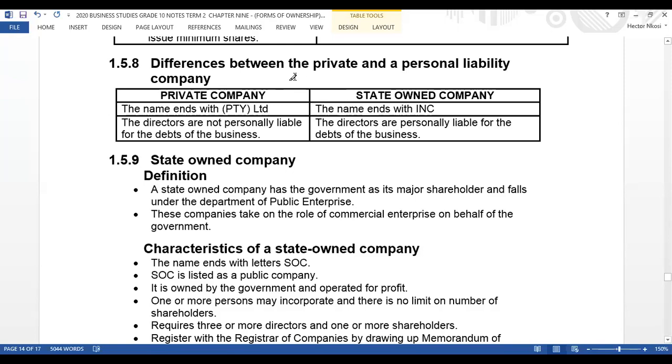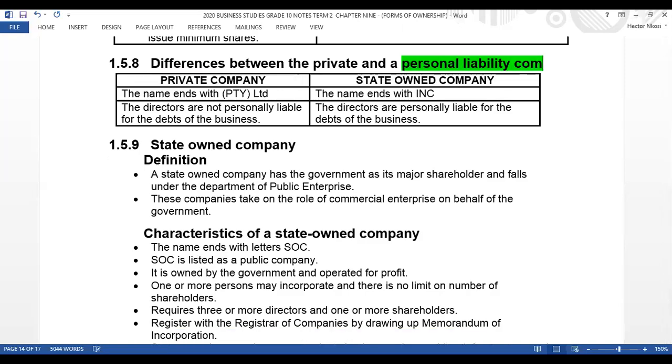So now also, boys and girls, you must know the difference between a private company and a state-owned company. Does it make sense? So we know that a private company ends with PTY Ltd, which means proprietary limited, whereas your state-owned company ends with INC, right? So it's very important, we need to know the difference. Sorry, guys, here I meant to say state-owned company, not private company. So it's supposed to be state-owned company, right?